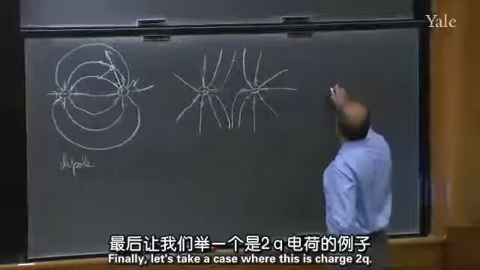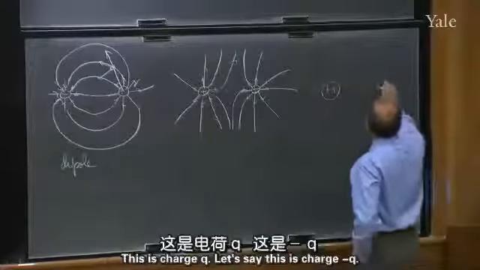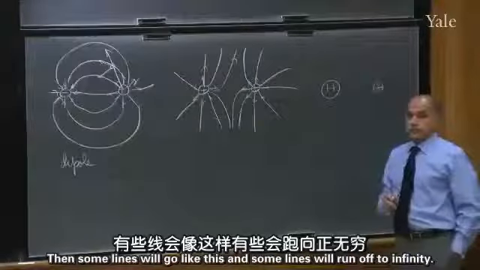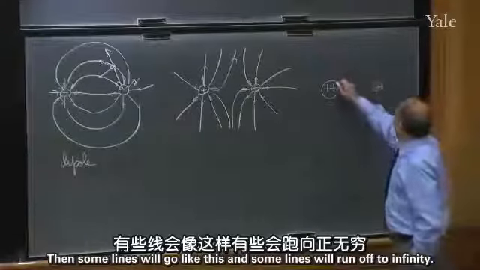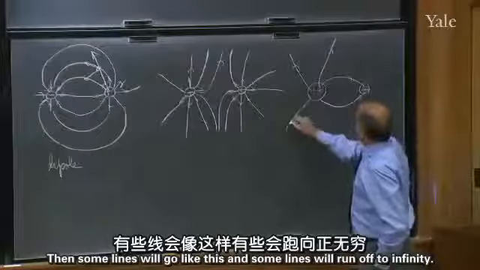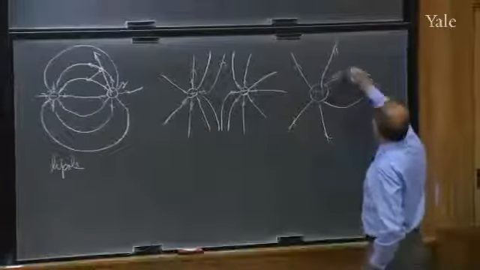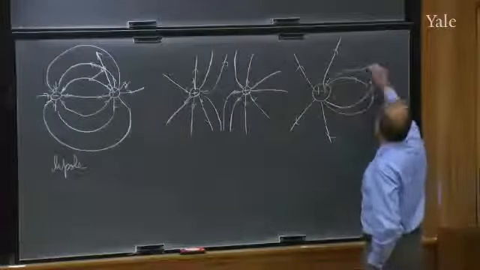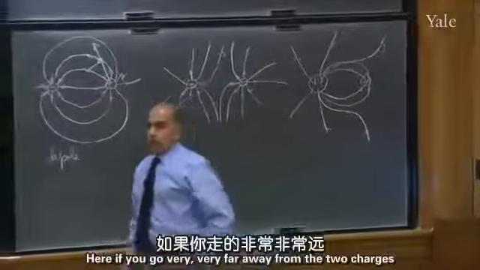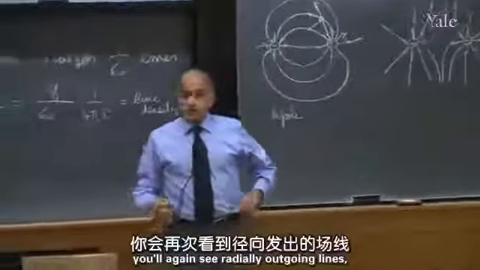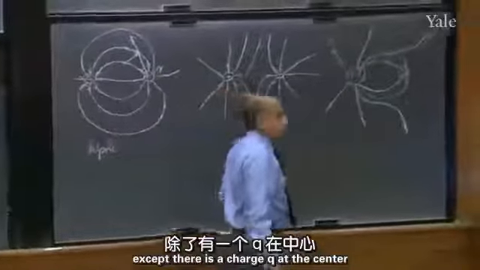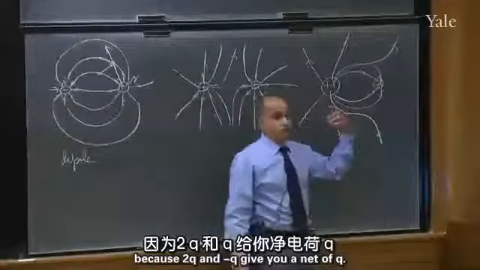Finally, let's take a case where this is charge 2q, this is charge q. Let's say this is charge minus q. Then some lines will go like this, and some lines will run off to infinity. Here, if you go very, very far away from the 2 charges, you'll again see radially outgoing lines as if there was a charge q at the center, because 2q and minus q give you a net of q.